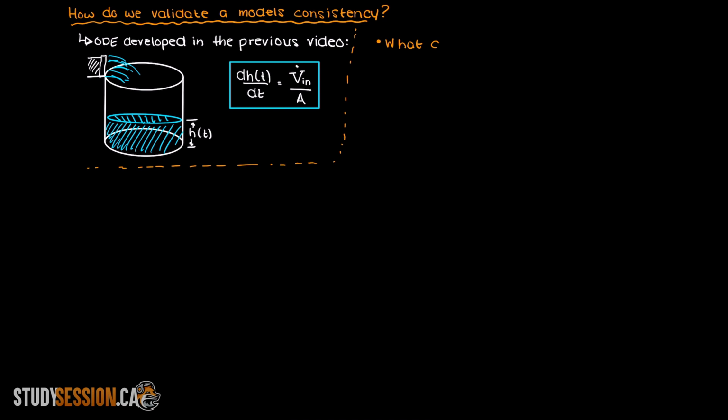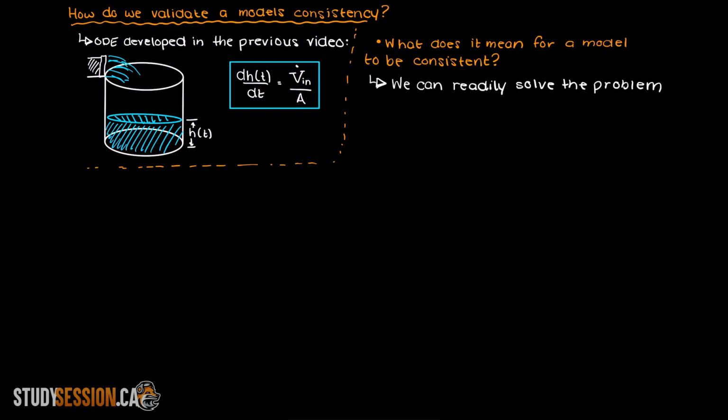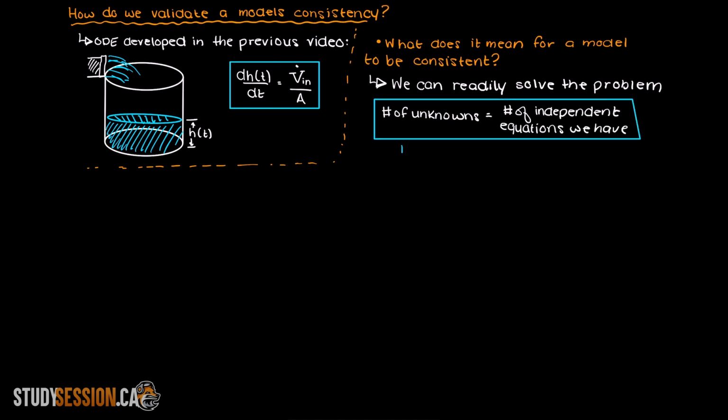Firstly, what does it mean for a model to be consistent? For a process model to be considered consistent, it means that we can readily solve the problem, and we can do this through validating that our number of unknowns is equal to the number of independent equations that we have. So, in summary, checking the model consistency is just ensuring that our degrees of freedom analysis is sufficient and that the problem is actually solvable. So, how do we go about this though?